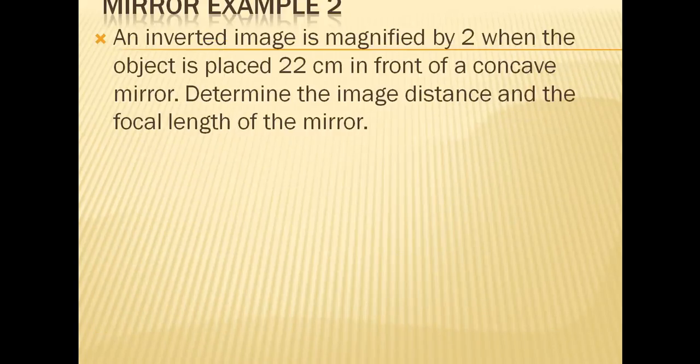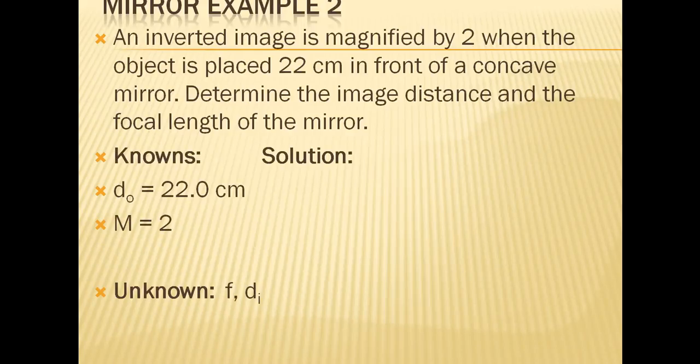Example 2, and this will be our last one: we have an inverted image magnified by 2 and the object is placed 22 centimeters in front of a concave mirror. So we need to find the image distance and then the focal length of the mirror. So things we already know: we know the object distance is 22, and this time they gave us the magnification. So they didn't give us all of the other things to do the thin lens equation. We have to actually do something with that 2 to start with.